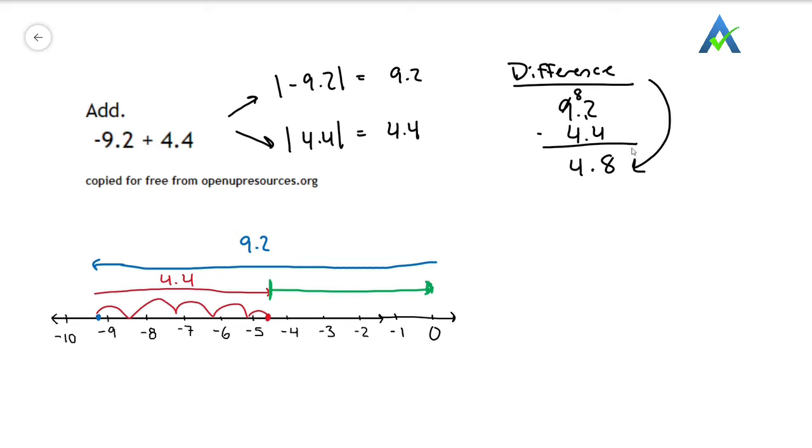Now we know that the number with the greater absolute value will determine the sign of this difference. So the number with the greater absolute value is 9.2. And in the problem, 9.2 has a negative sign. So this is going to be negative. That makes sense because this green arrow is to the left of 0 on the number line. So the sum of negative 9.2 and 4.4 is going to be negative 4.8.